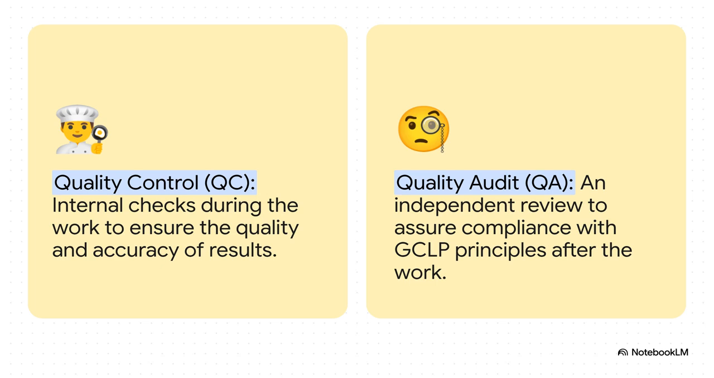Then you have quality audit, or QA. This is different. This is an independent review of the entire process after it's done. It's someone who had nothing to do with the work coming in and checking all the records to make sure every single GCLP rule was followed. They are the food critic who comes to the restaurant later to make sure the final meal was perfect and that the recipe was followed to the letter.